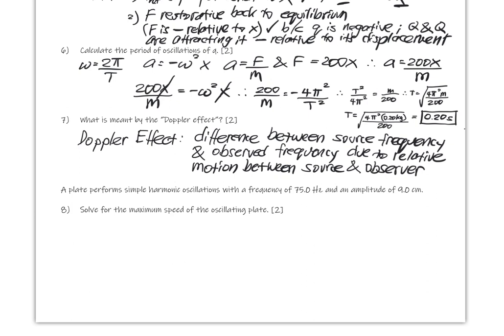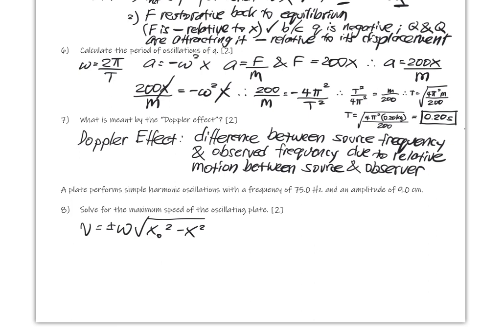Number 8. So we have more SHM. And with these problems, I think they're kind of cool because they combine things that we've done. Now that we've had about half the course, we're going to see some simple harmonic motion with some topic 10, or some Doppler effect with SHM. I think that's kind of neat. But anyway, we're looking for the maximum speed of the oscillating plate. So the formula for speed in SHM: the speed relative to position is given by plus or minus omega times the square root of amplitude squared minus displacement squared.